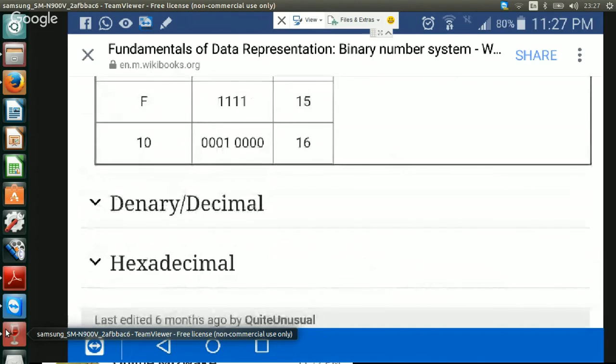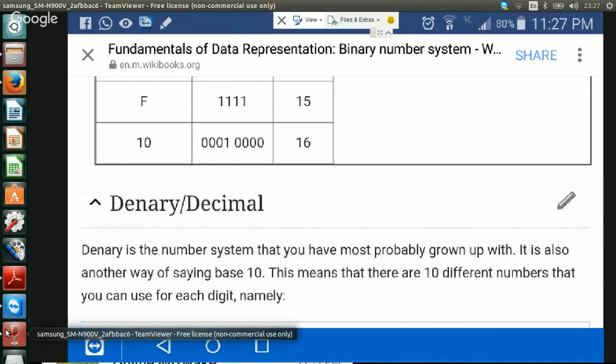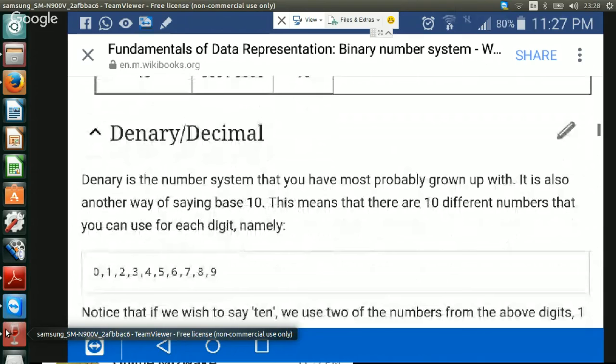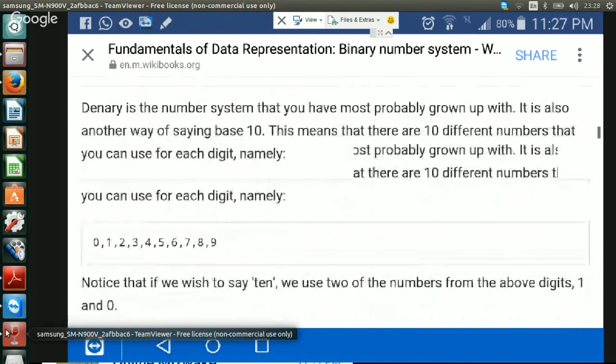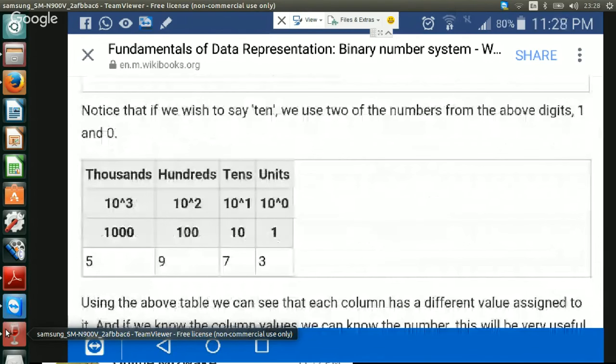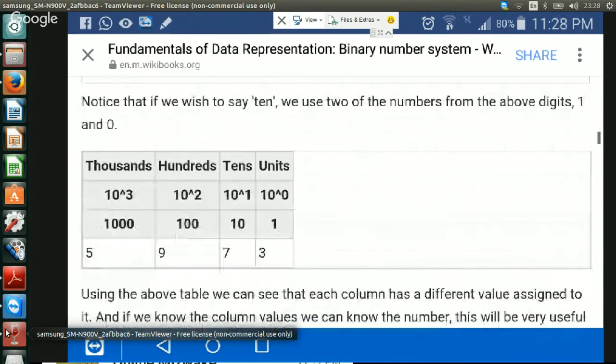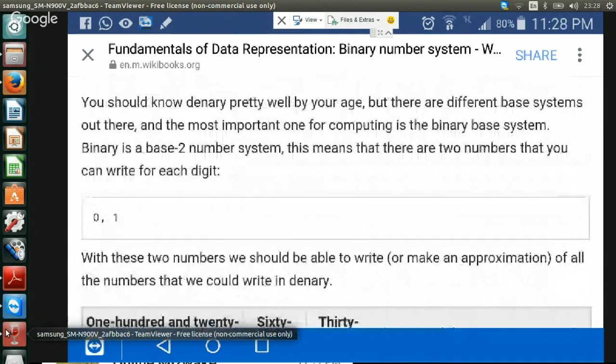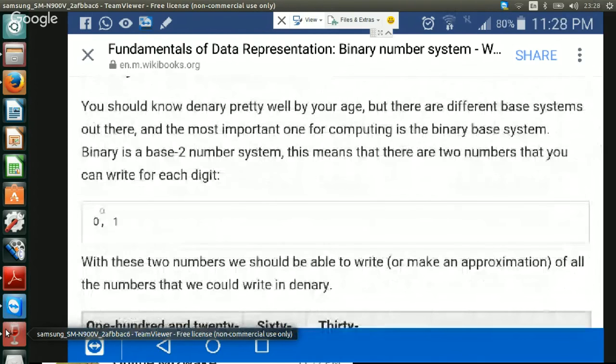The ternary number system, as they have already mentioned, from 0 to 9, we have done it. Forget about this thing and this thing as well. So this is the binary number system. It has only 2 numbers, 0 and 1.